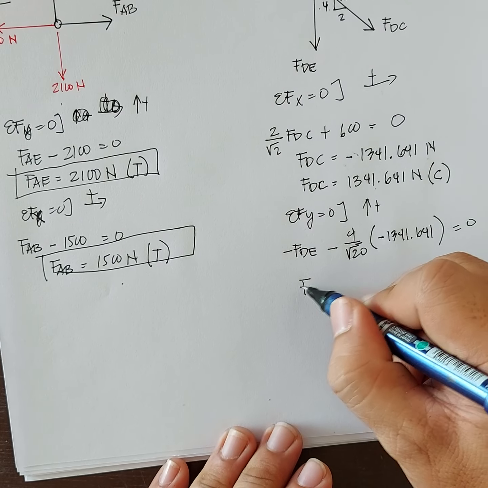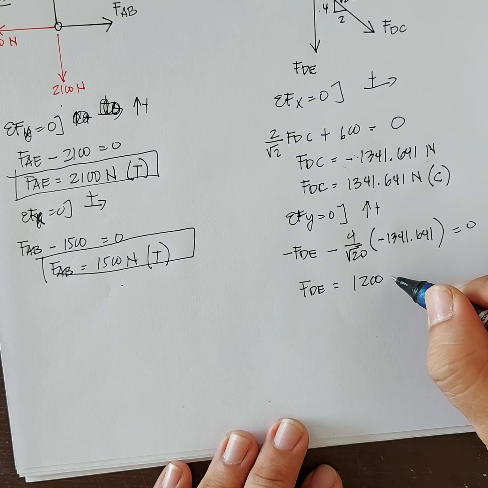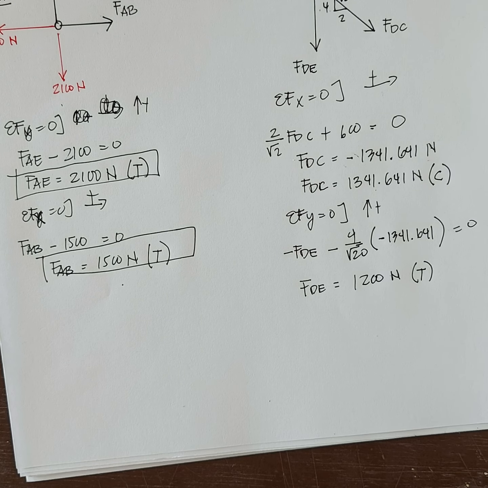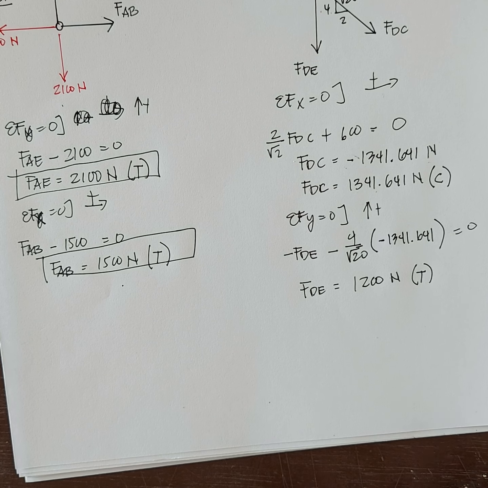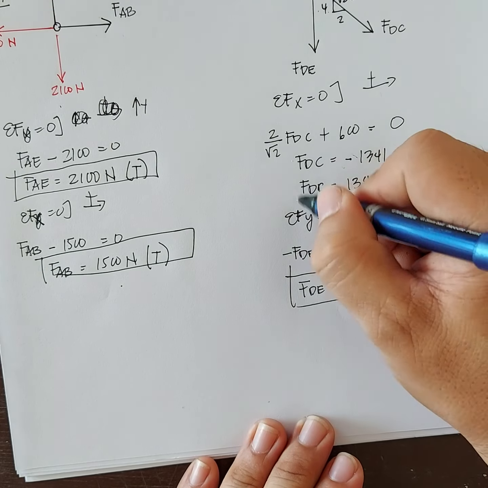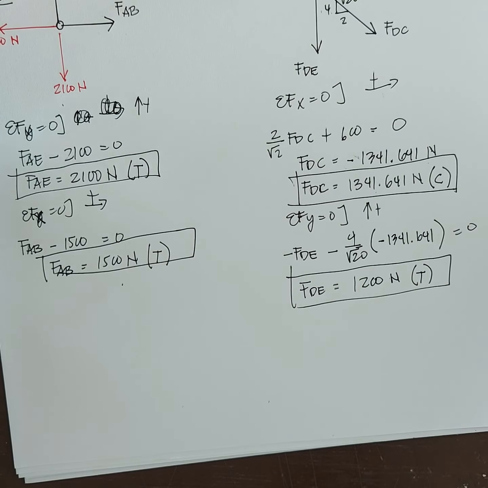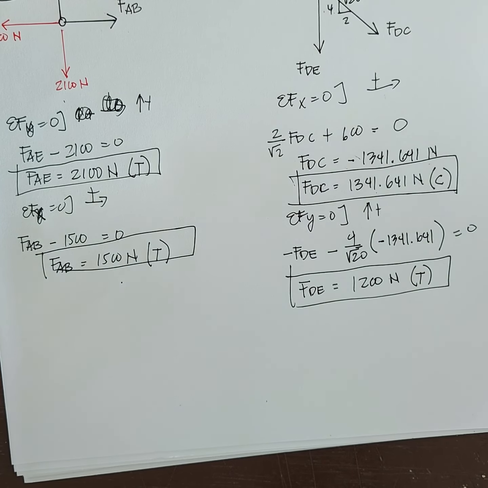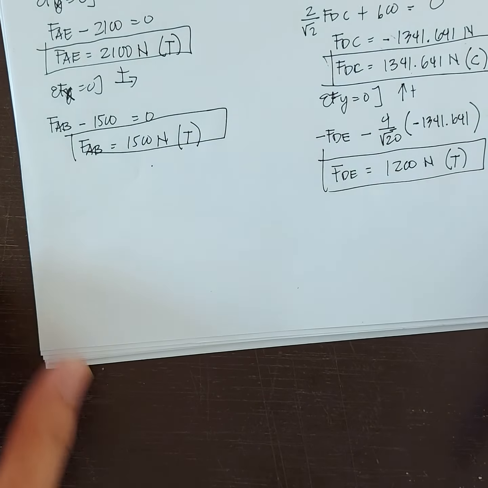Okay, so we can now solve for FDE. FDE is equal to 1,200 newtons. Positive siya, ibig sabihin tension yung force sa may member DE. Okay? So ito na. Okay, next. So, ilan pa ba ang kulang natin? Ilang members ba to? 1, 2, 3, 4, 5, 6, 7. Nasolve na natin yung 4. So, may 3 pa. Okay, next.